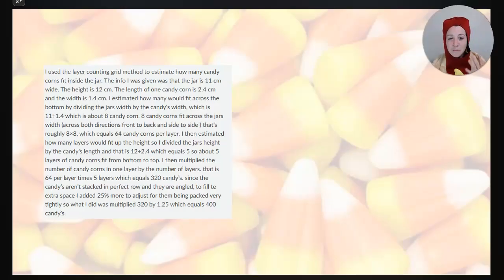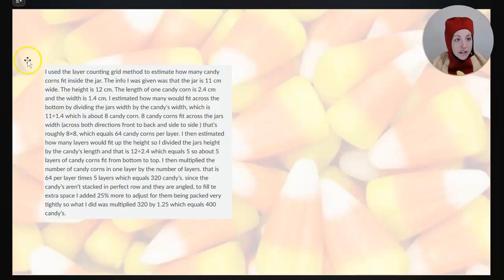So this is another person that talked about the jar, and what they did is they looked at it more like a layer. So they looked at one layer might be 8 by 8, and then they multiplied it by the number of layers in the jar, which is volume as a concept. They also added 25% more in case it was packed very tightly.